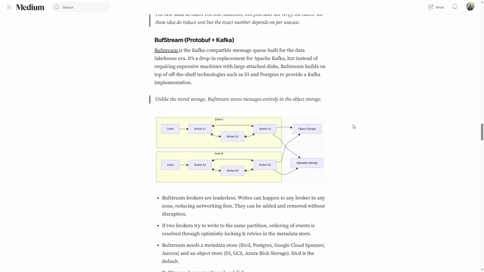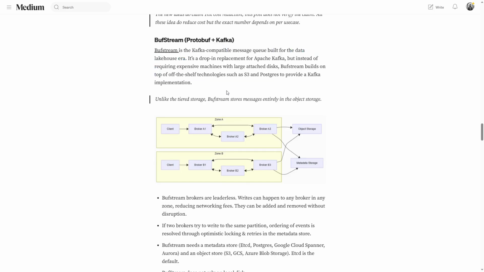Now we have another project which is called Bufstream. This company is unique in a sense. It actually created protobuf. The people who created protobuf at Google then started this company called Buf, and then they also ventured into streaming use cases by creating a product called Bufstream. Bufstream is a Kafka compatible message queue built for the Lakehouse era.